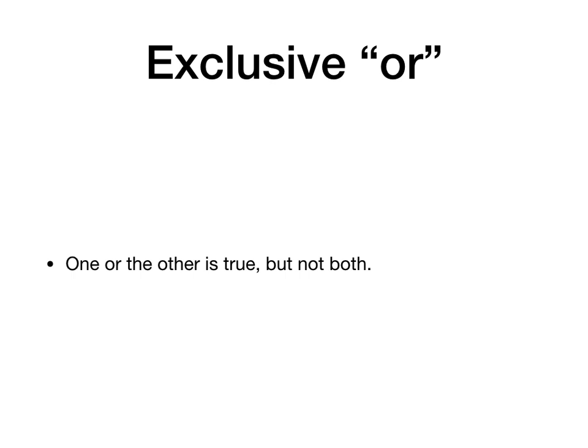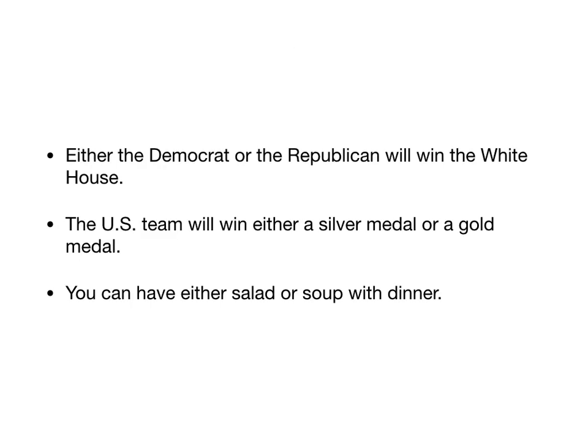First, there's the exclusive OR. What do I mean by an exclusive OR? Well, we have either A or B, and one is true, but not both. Either the Democrat or the Republican will win the White House. One will win, one will lose, right?